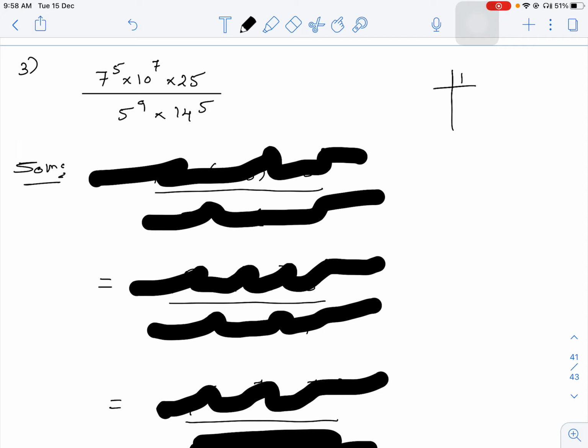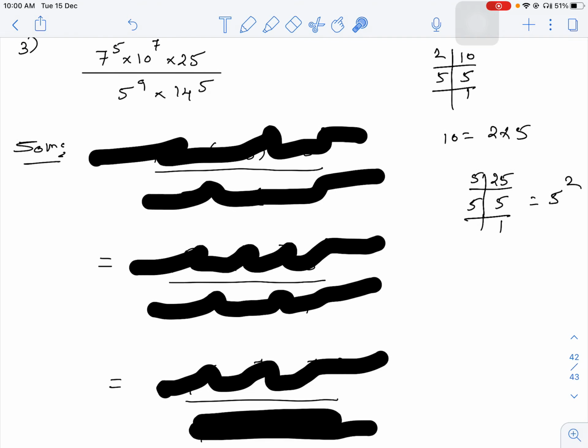Now I'm writing the factorization of 10. 2 5s are 10, 5 1s are 5. So we can say that 10 can be written as 2 into 5. Similarly, this 25 can be written as 5 5s are 25, 5 1s are 5, so 25 can be written as 5 raised to 2. Then we have one more number, that is 14. This 14 can be written as 2 7s are 14, 7 1s are 7. So we can say that 14 equals 2 into 7.